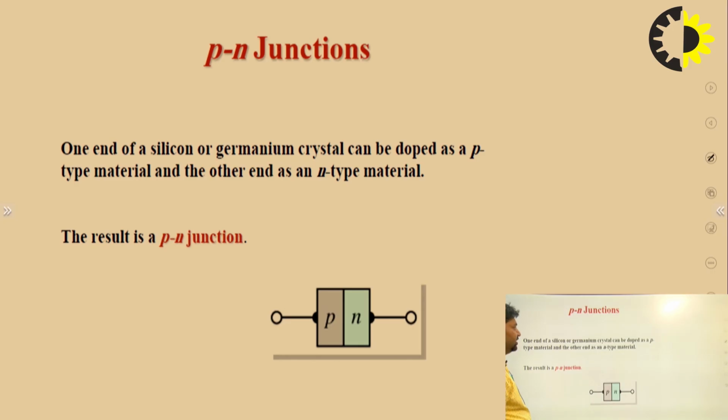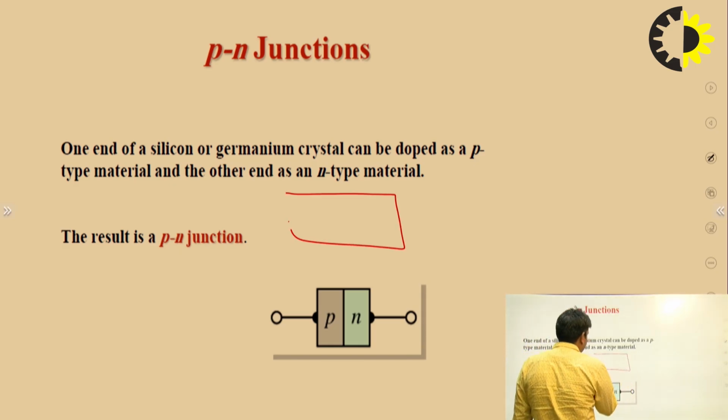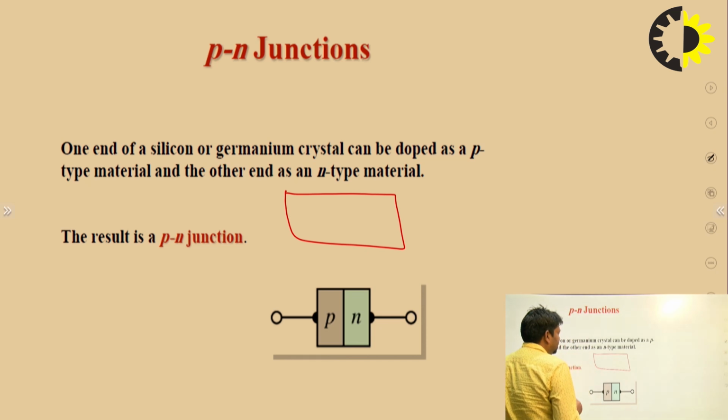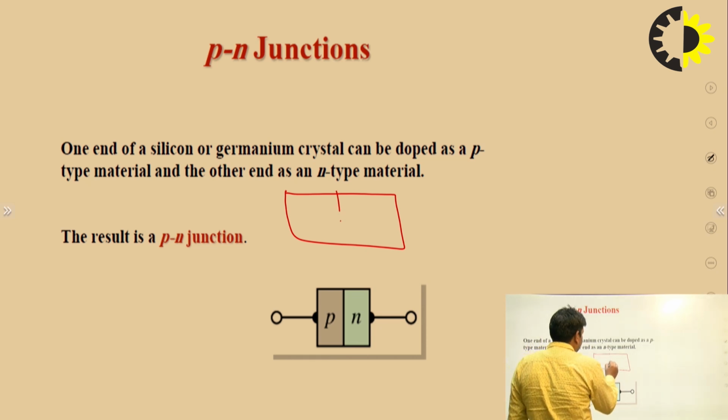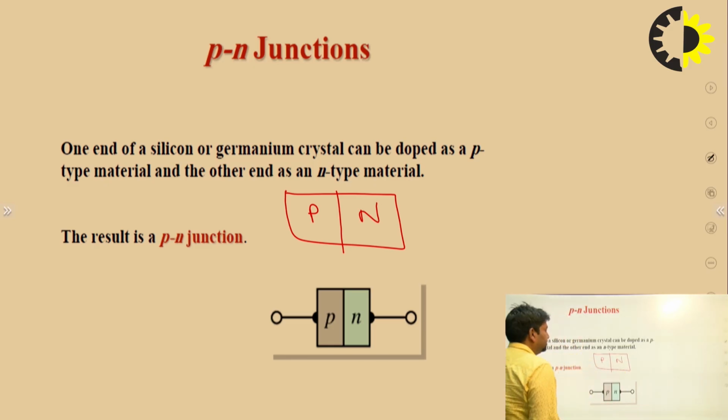So what is the meaning of a p-n junction diode? If we take any germanium or silicon intrinsic semiconductor, and one portion is implanted with p-type and another with n-type, this type of device is called the p-n junction diode.